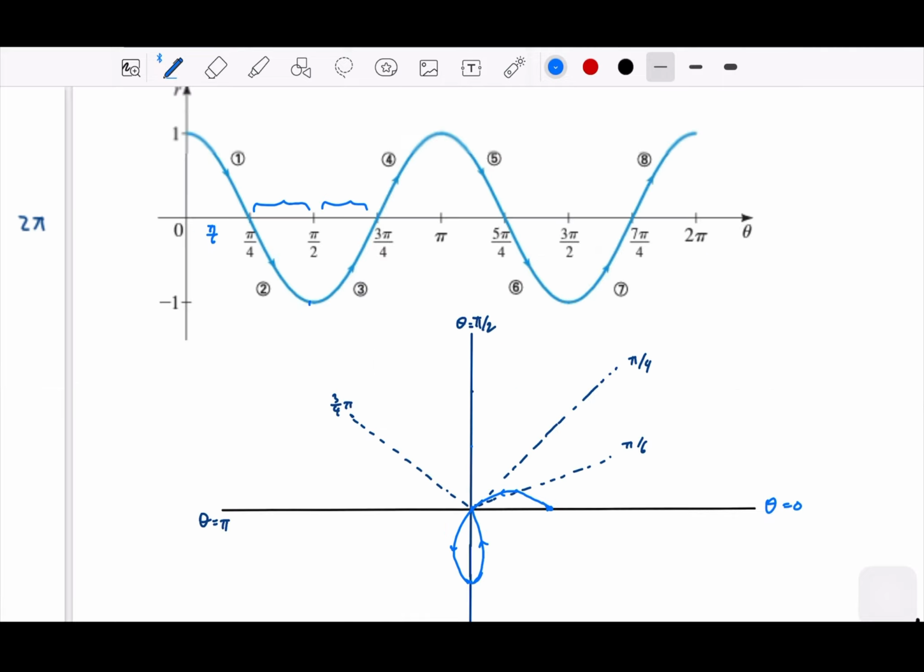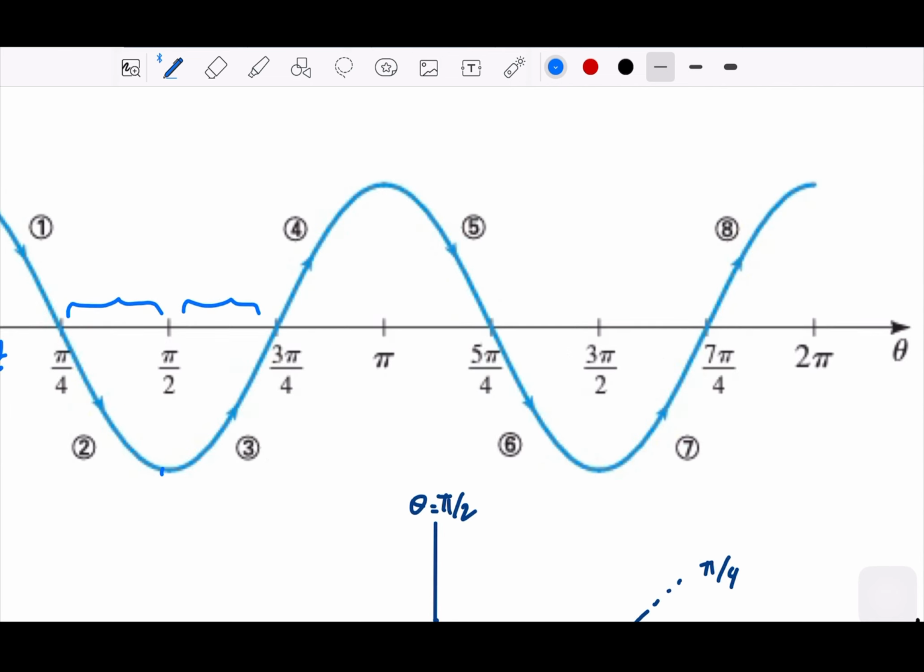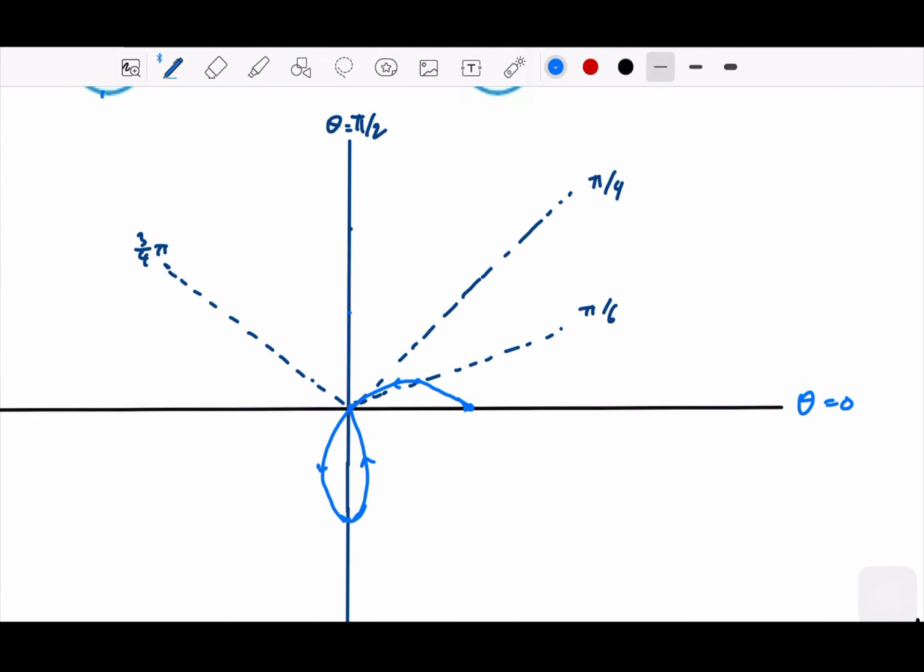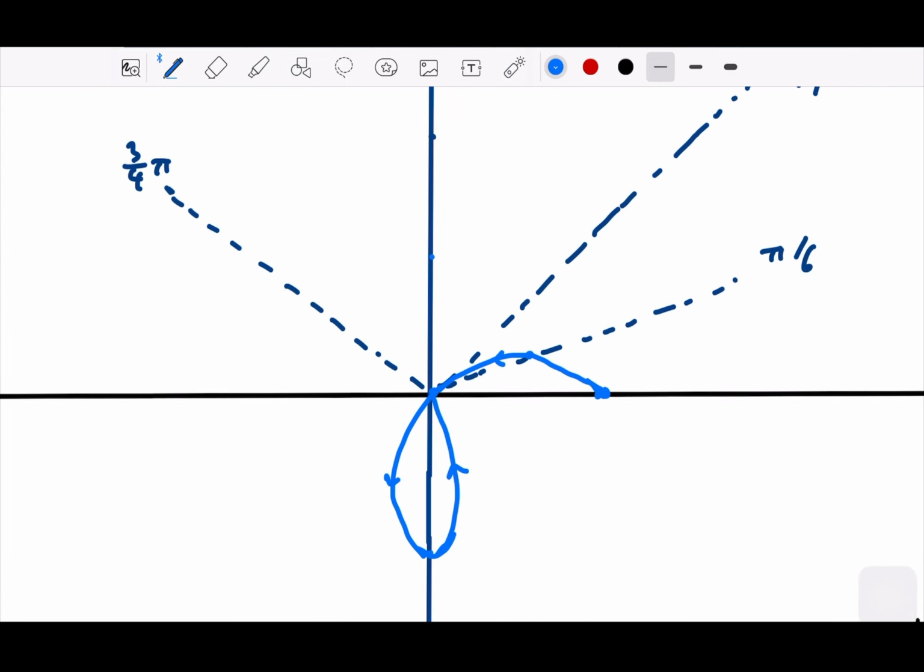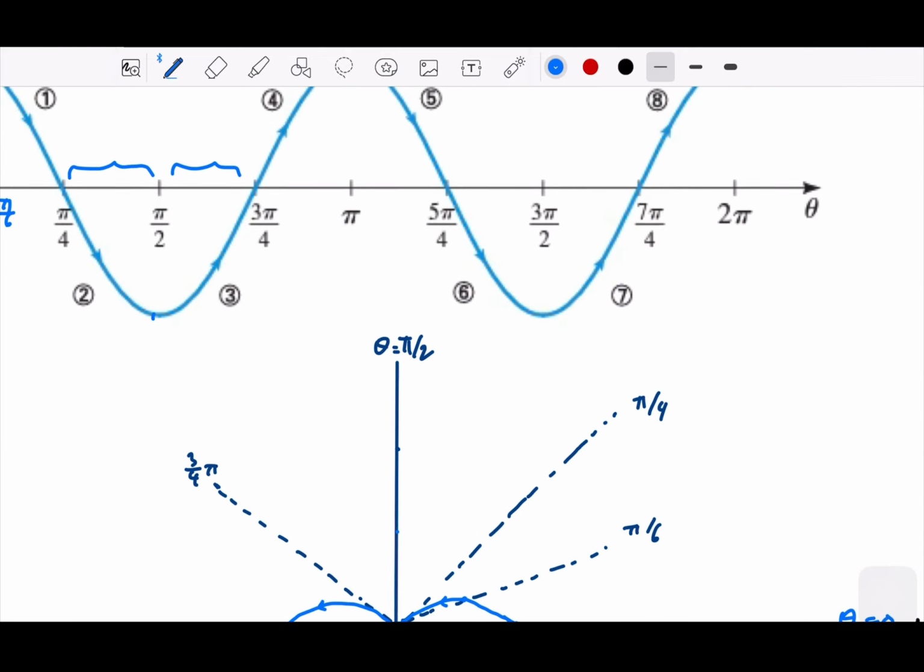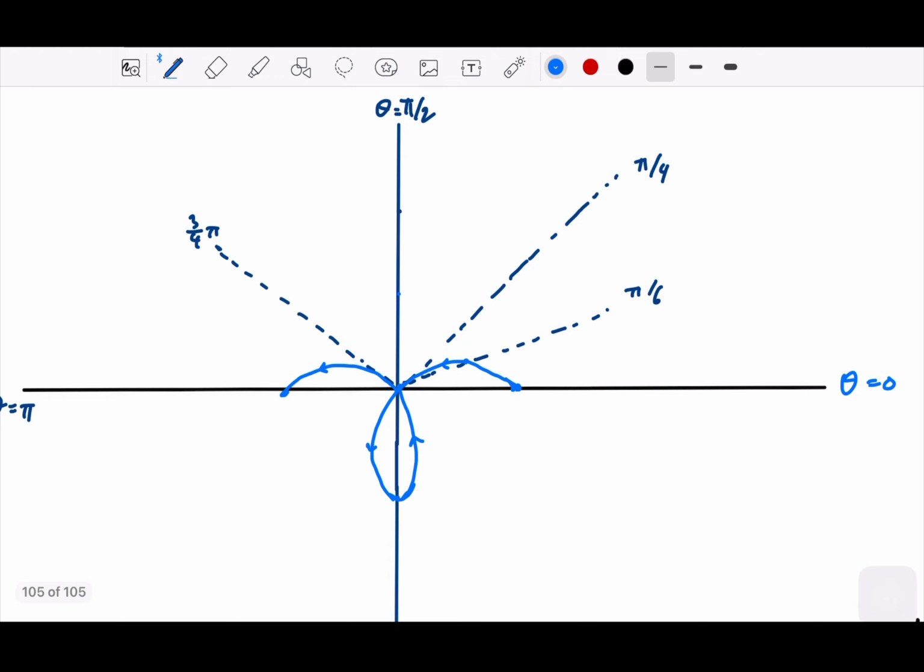And then after that, we move on to 3 over 4 pi until pi. We see it's going to be on the positive side. So it's supposed to be here. This is positive, right? This is the actual interval that we want to see. So it's going to be like that. And then from pi to 5 over 4 pi, it's the same. It's still positive, and we have it like that.